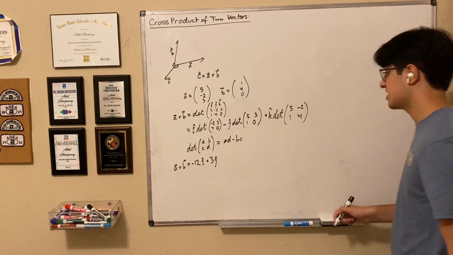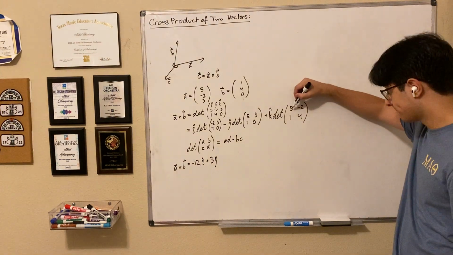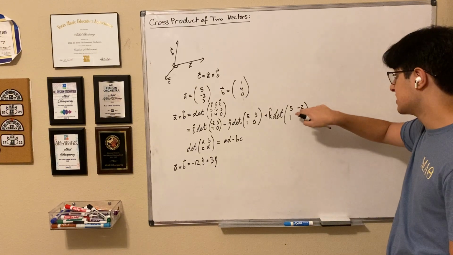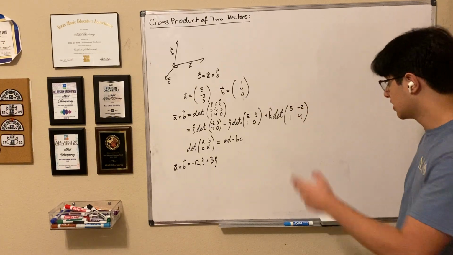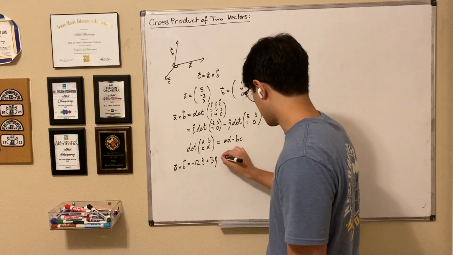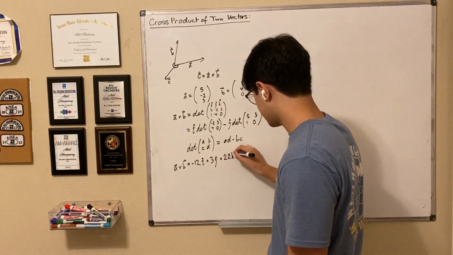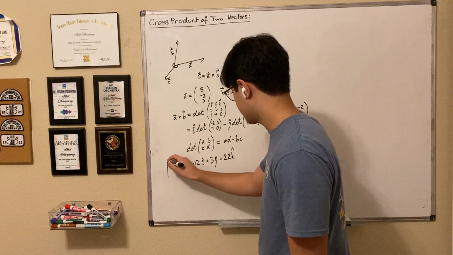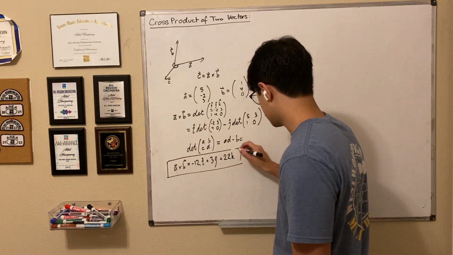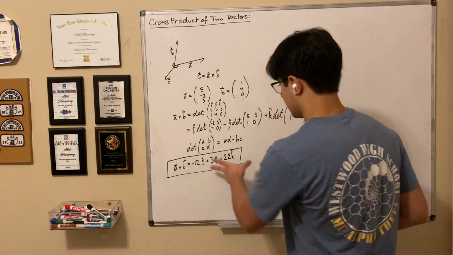And then lastly, this k term right here. We have 5 times 4, which is 20, minus -2 times 1, which is -2. So we have 20 minus -2, which is plus 22k. And this right here, this vector that we get, is the cross product of A and B.